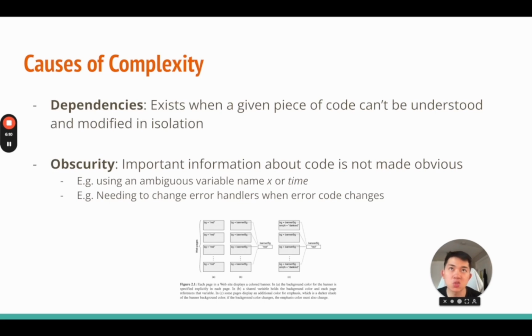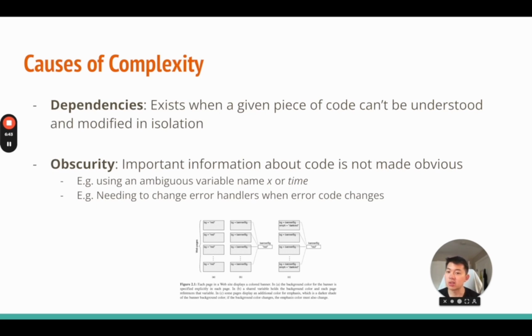So the book gives 2 underlying factors. First of all is dependencies. Dependencies exist when a piece of code can't be understood and modified in isolation. The next factor is obscurity, where important information about code is not made obvious. For example, if you use an ambiguous variable name like X or like time, it's not clear what this variable name actually aims to do.